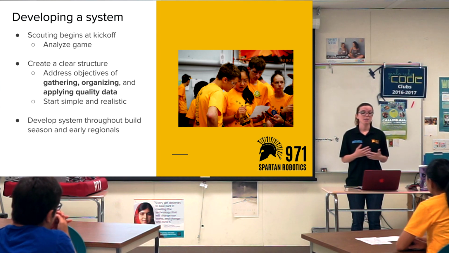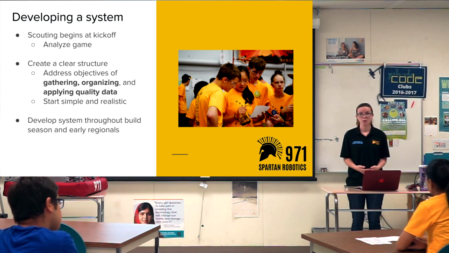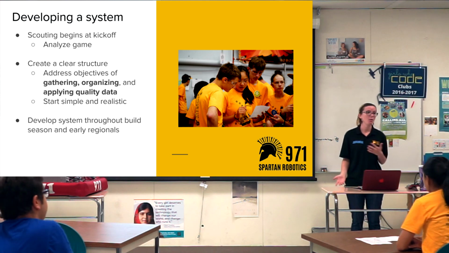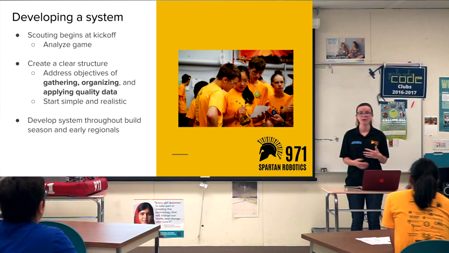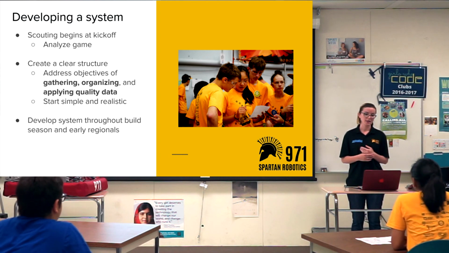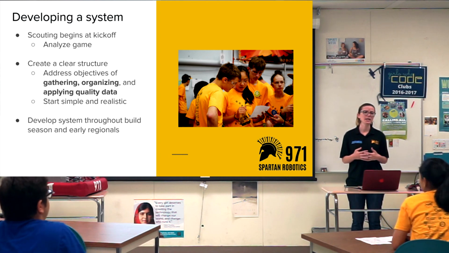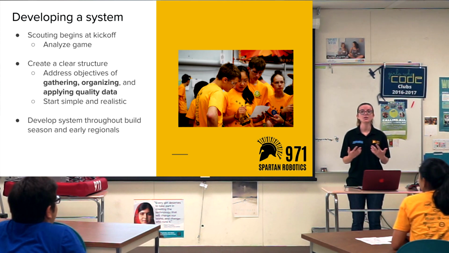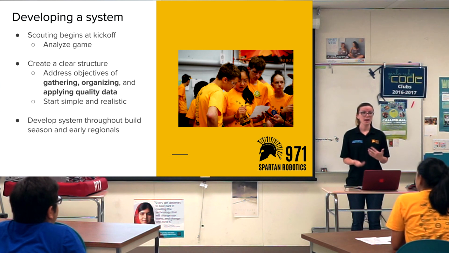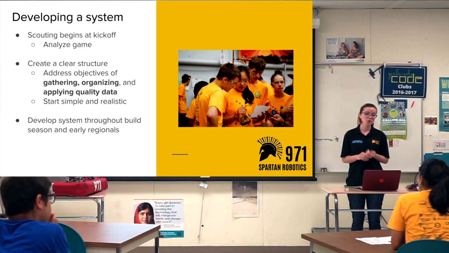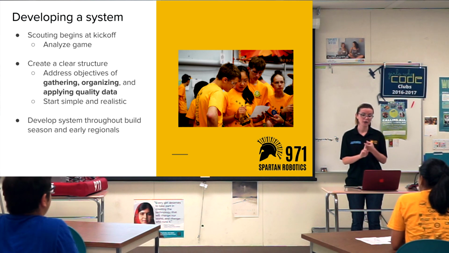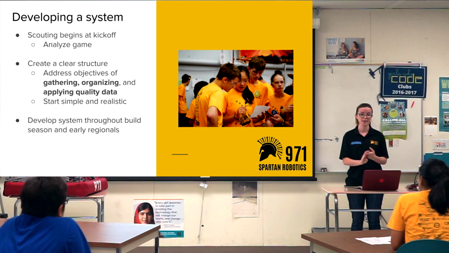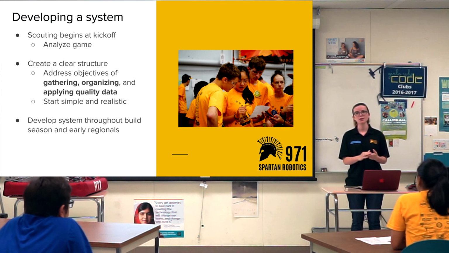But in terms of developing a scouting system, we like to have scouting begin at kickoff with analyzing the game, thinking about how things are going to be scored, what's going to be critical, developing the data sheets, all of that. You want to create a really clear structure. If you don't have one, you want to create one. If you already have one, you want to go through your structure and ask yourself, how can I make this better? Ask your team, how can I make this better? You want to address the objectives of gathering, organizing, and applying quality data. And do this, start simple and realistic.